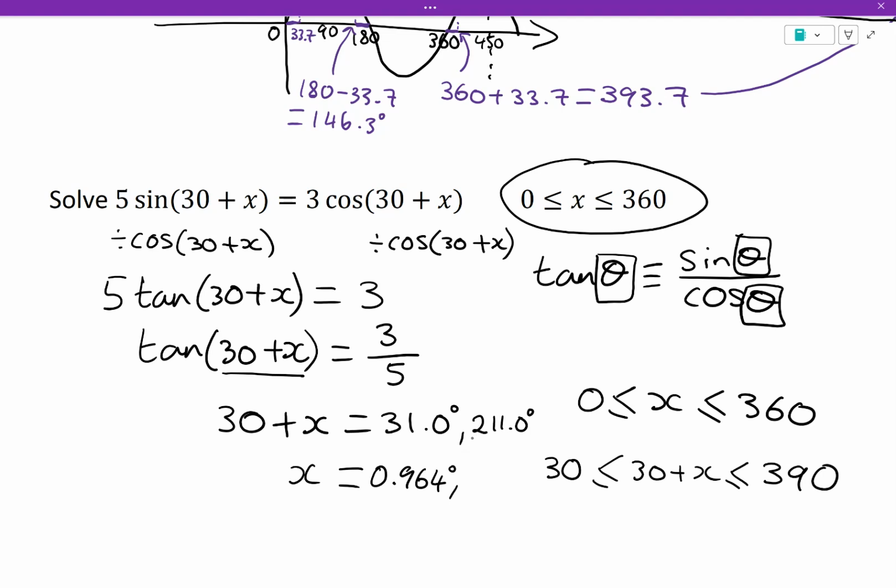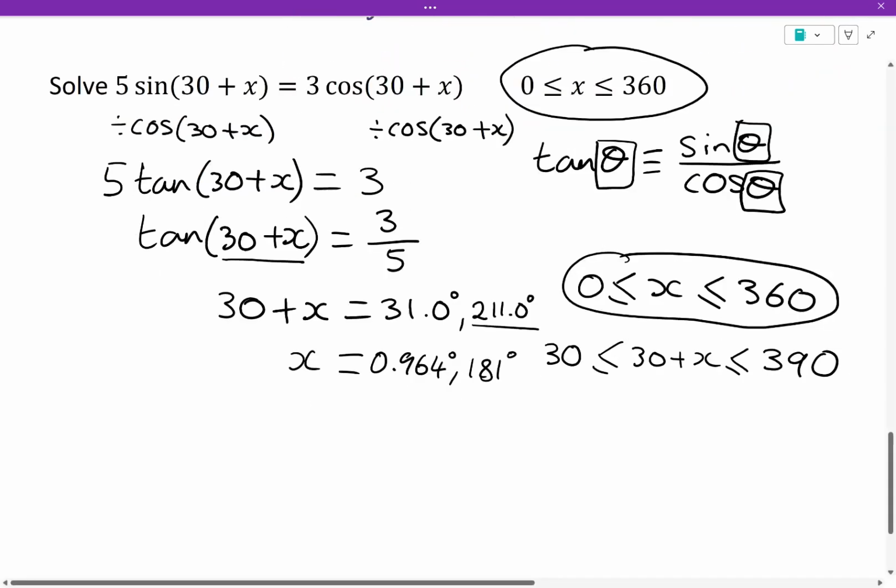And then for the 211, if I subtract 30 off that, I would get 181 degrees to 3 significant figures. So those there would be my solutions, which both fall within the 0 to 360 range. Just double check that. Let's have a look at my next scenario.